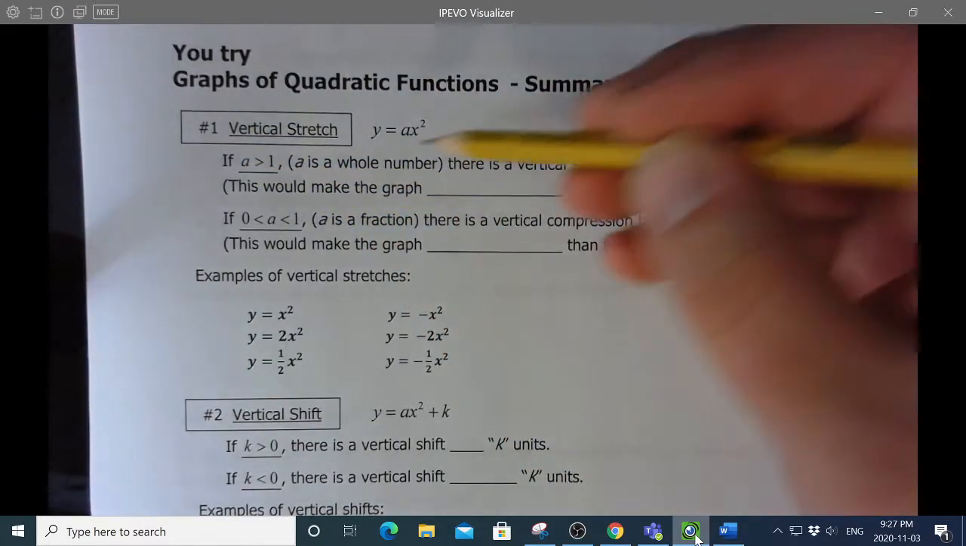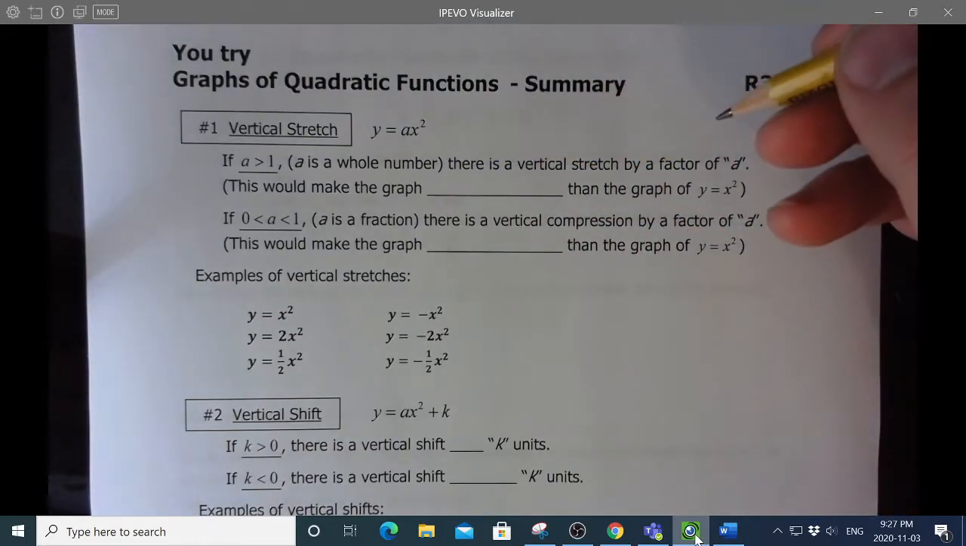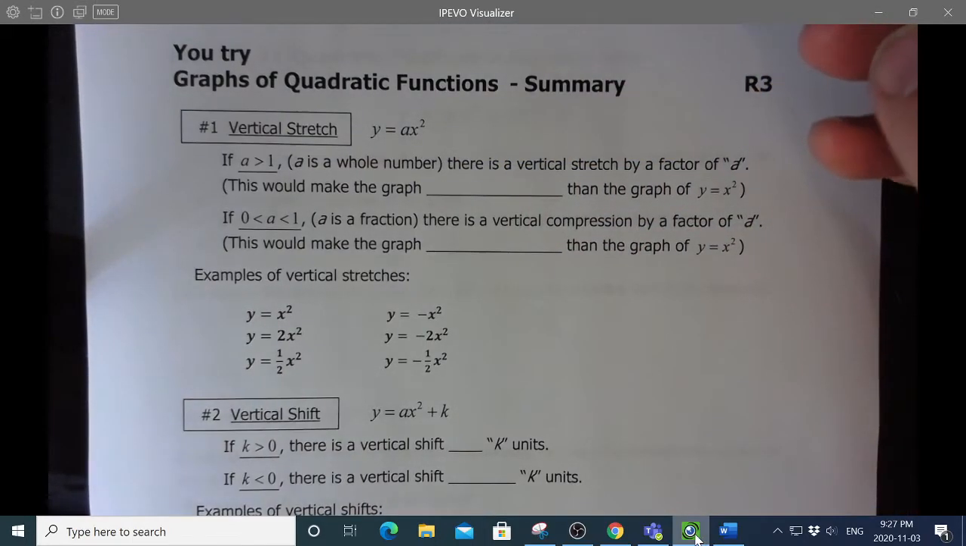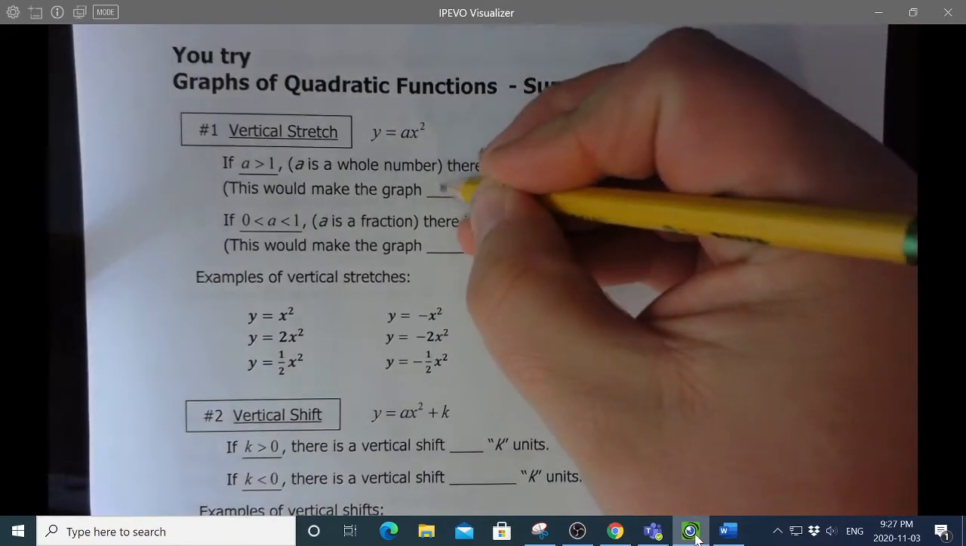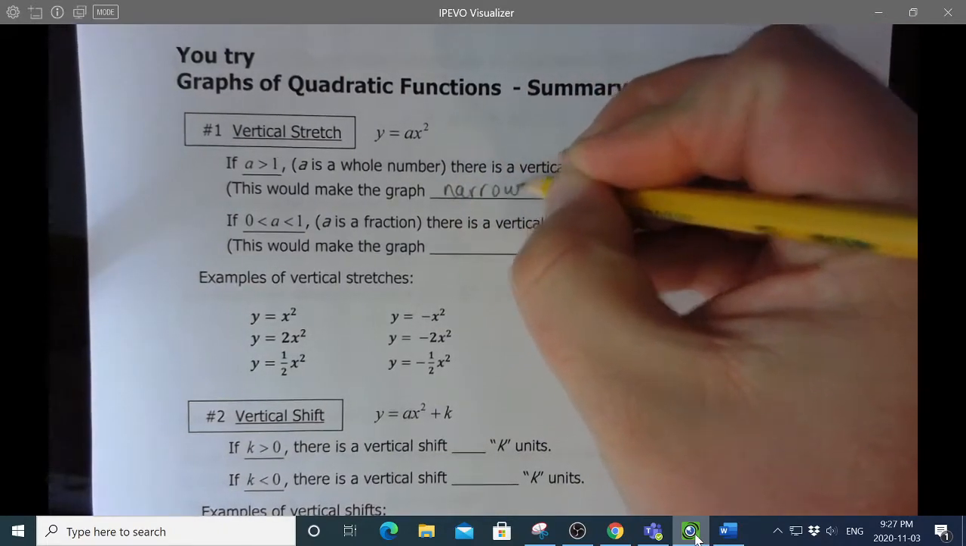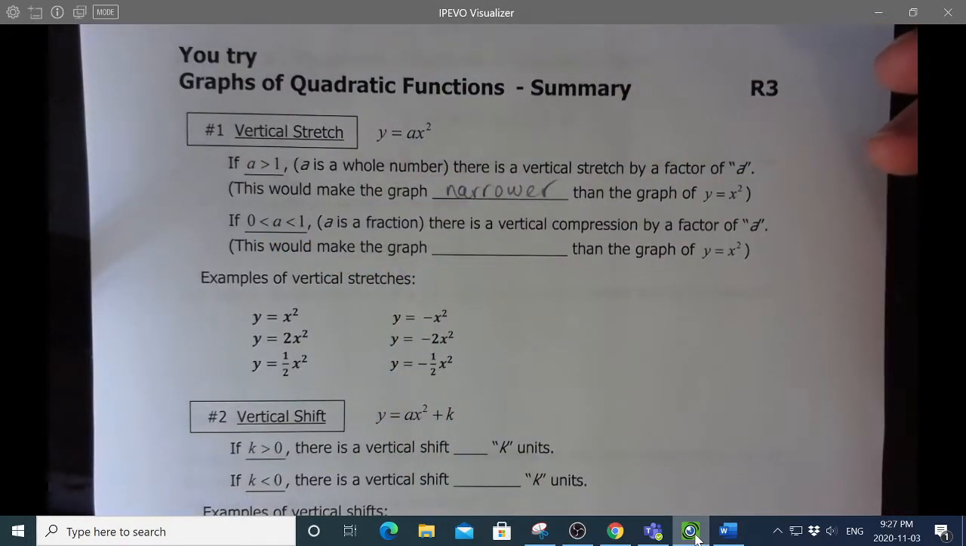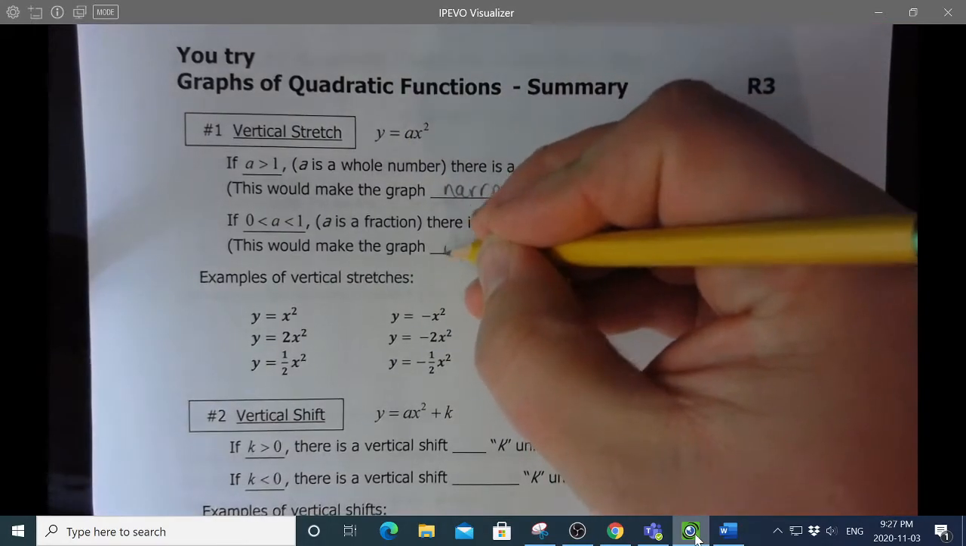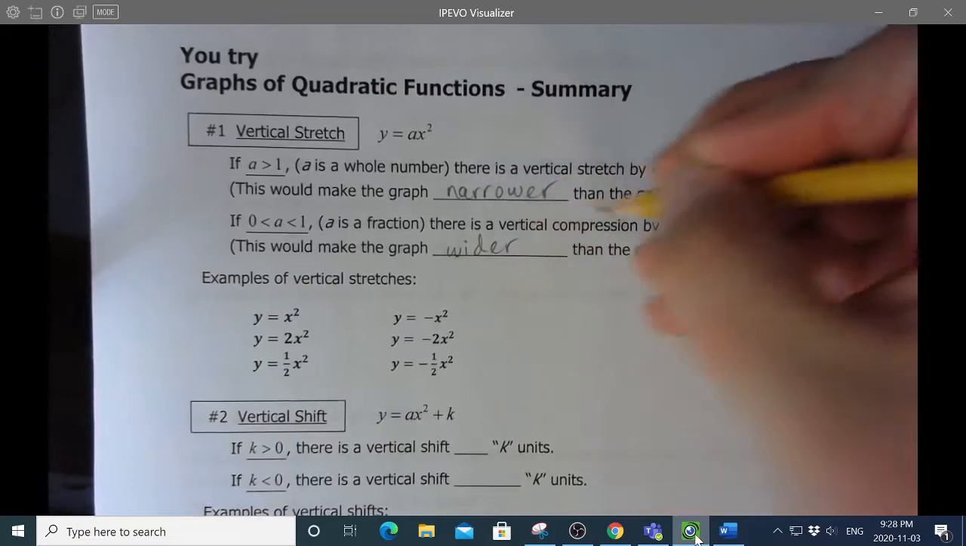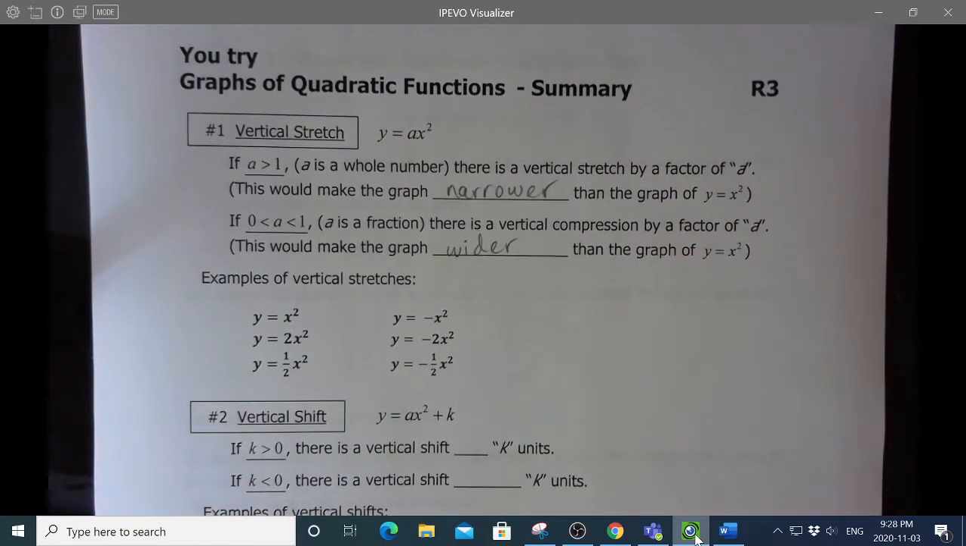If a is greater than 1, as in it's a whole number, there is a vertical stretch by a factor of a, and this would make the graph, I use the word narrower, than the graph of y equals x squared. If a is between 0 and 1, then there is a vertical compression, and this would make the graph wider. Instead of a vertical compression, you could also consider that a horizontal stretch.